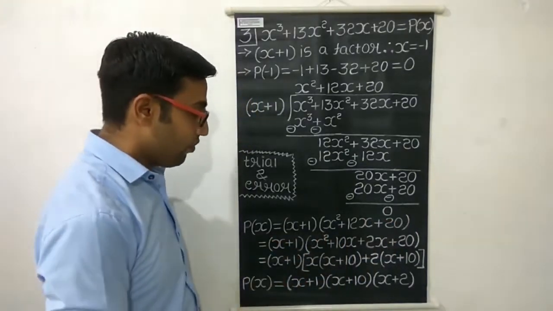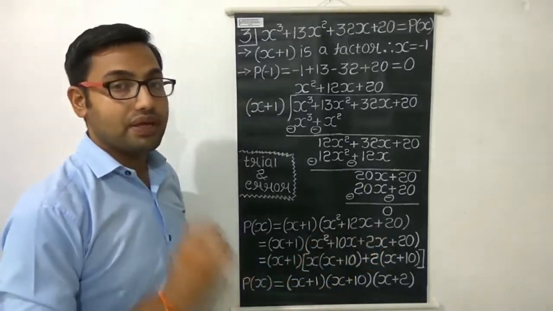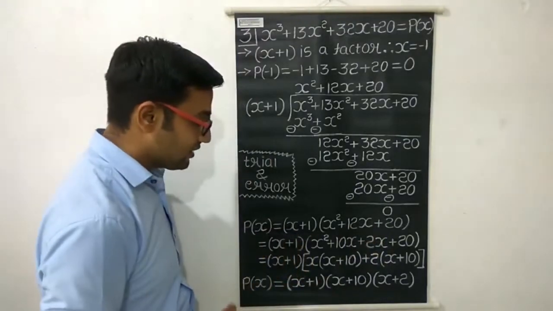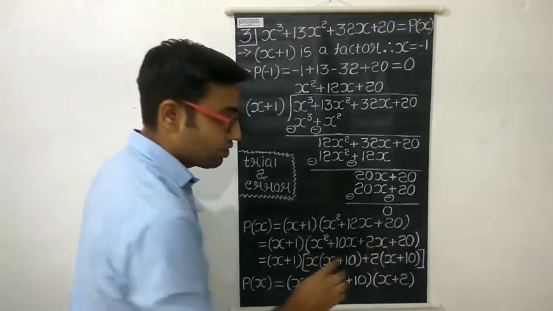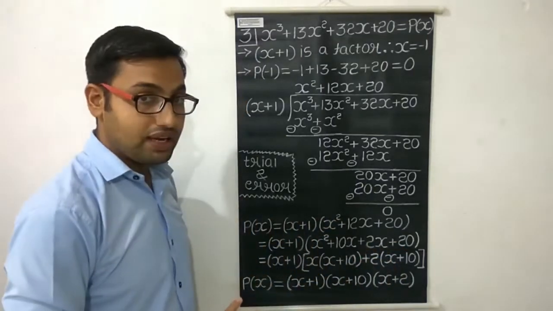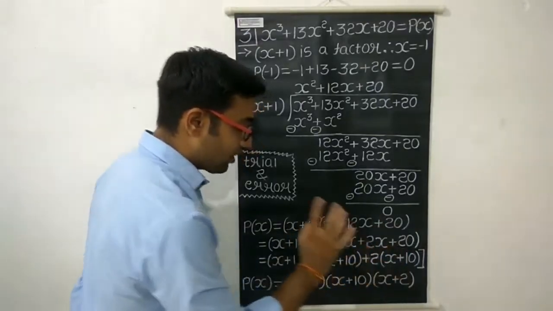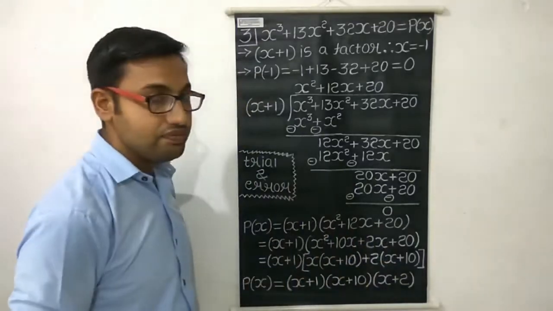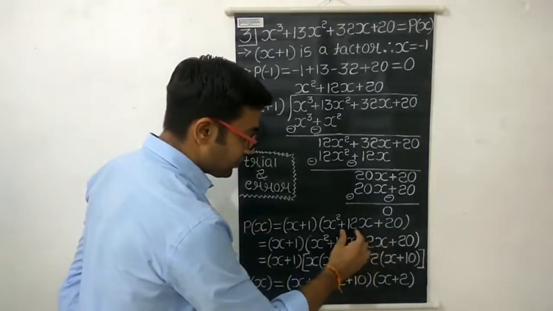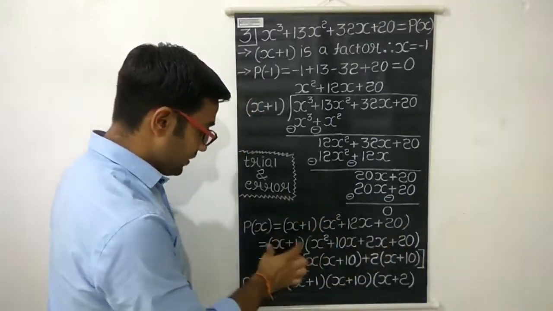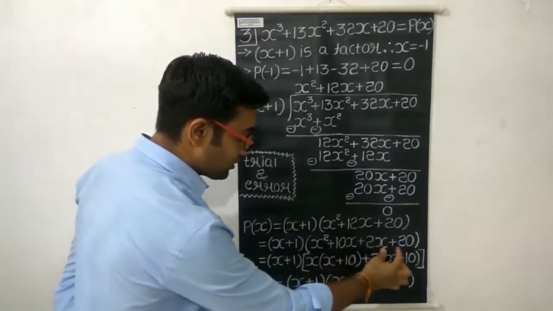But we can now factorize this quadratic polynomial by the splitting the middle term method. So this x plus 1 remains as it is. The coefficient of x square is 1. The constant is 20. Factorize the 20 such that the addition of both the factors becomes 12. So we can factorize this 20 as 10 times 2, because 10 plus 2 is 12. So this x plus 1 remains as it is. What will happen? x square plus 10x plus 2x plus 20.